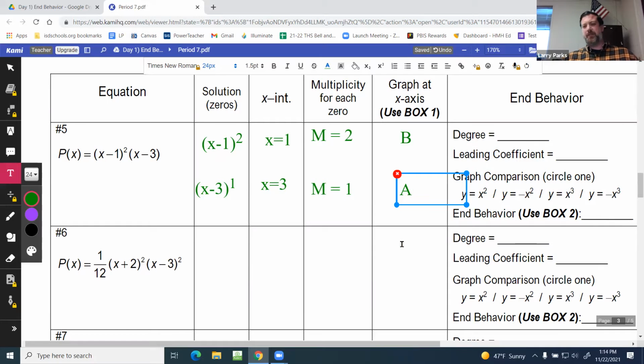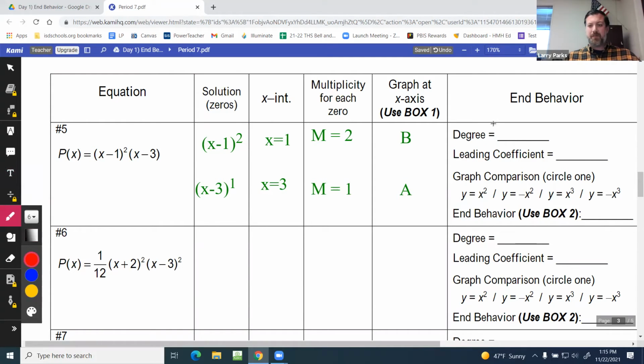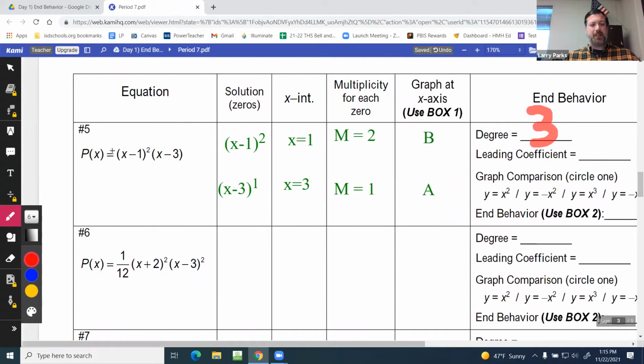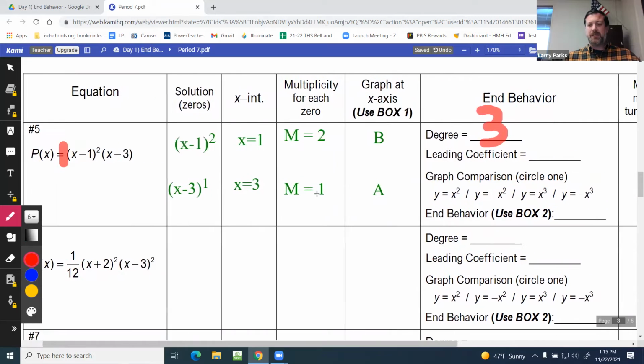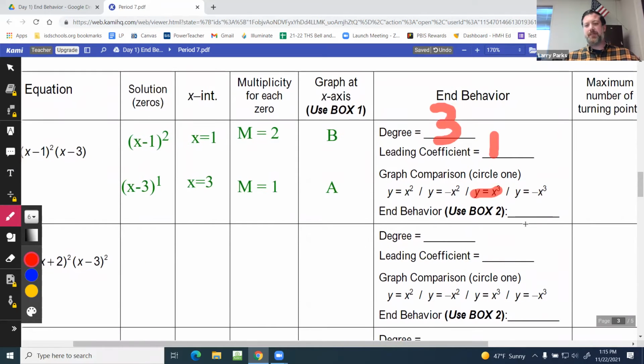Now, what's the degree? Here you have an x squared, you have an x. If you add those degrees together, you have x, x, and x. So that's going to be a degree of 3. What's the leading coefficient? There's no number out here, so it's a 1. And because it's to the third power, and this number is positive, we're going to compare it to x to the third.